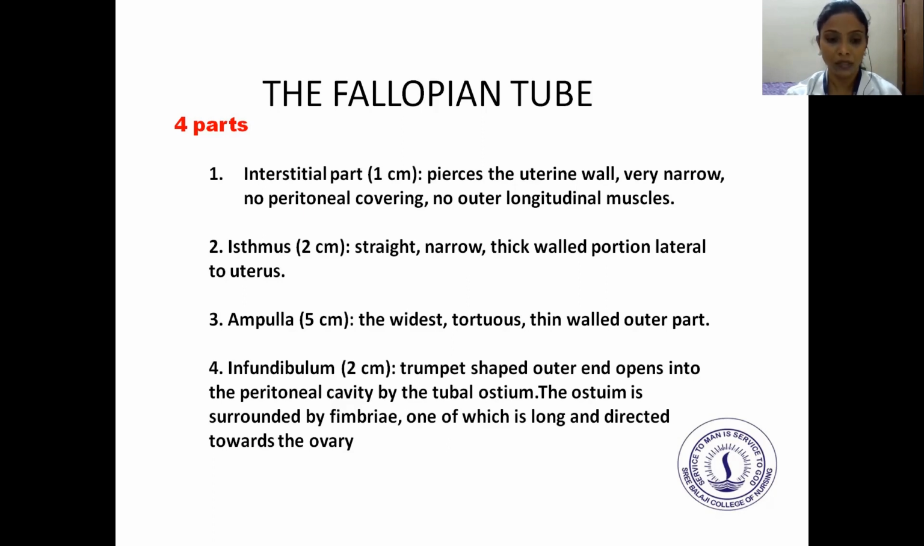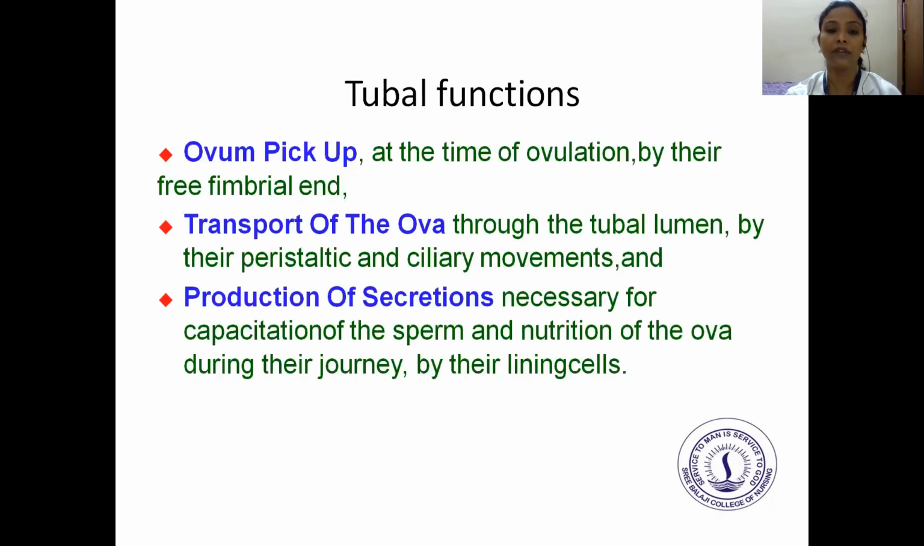Infundibulum, 2 centimeter, trumpet-shaped outer end opens into the peritoneal cavity. The tubal ostium. The ostium is surrounded by the fimbriae, one of which is long and directed towards the ovary. So the fallopian tube has four parts, that is interstitial part, isthmus, ampulla, and infundibulum.